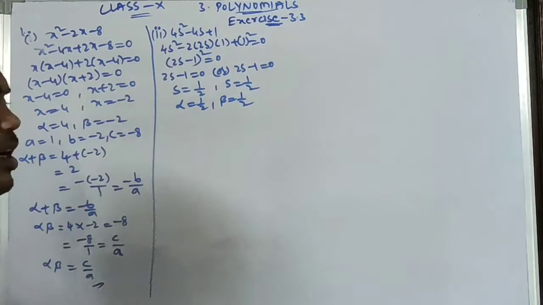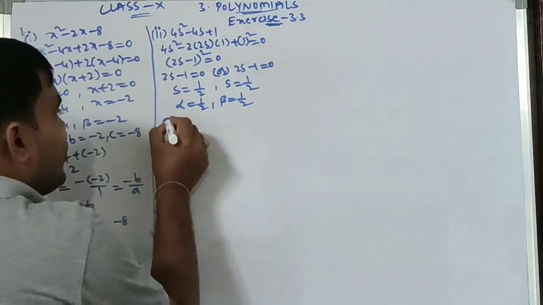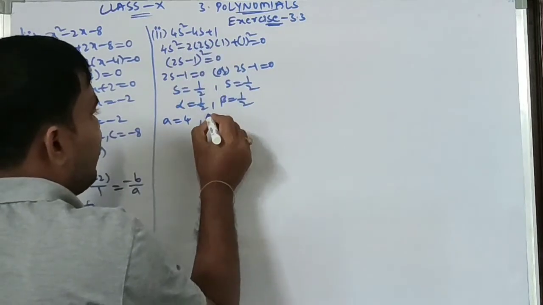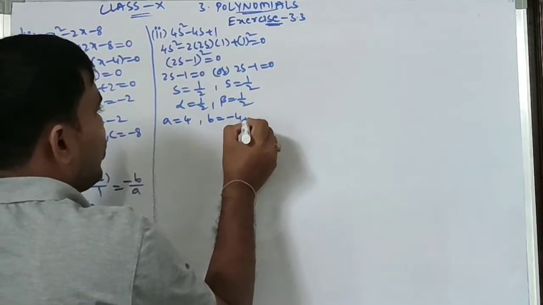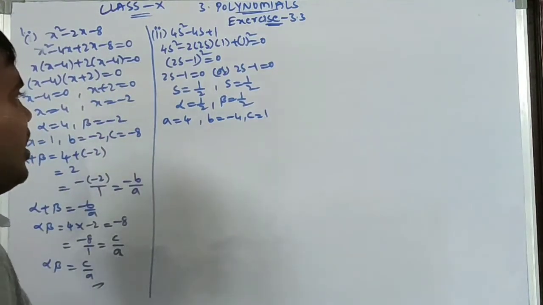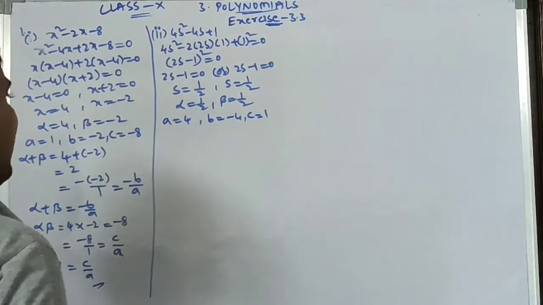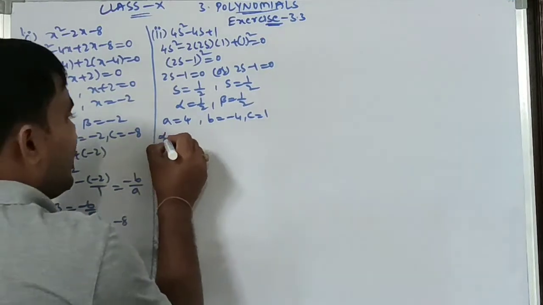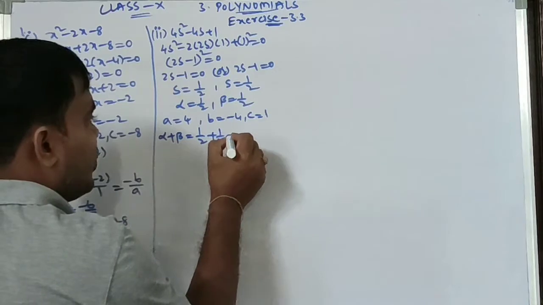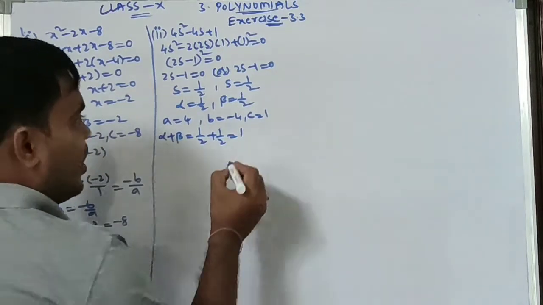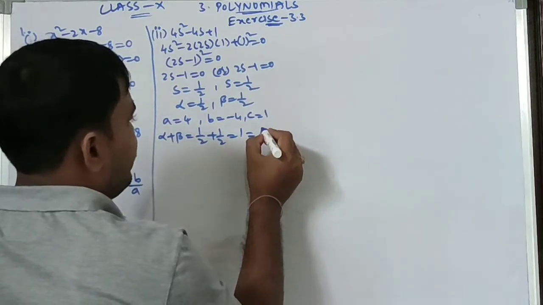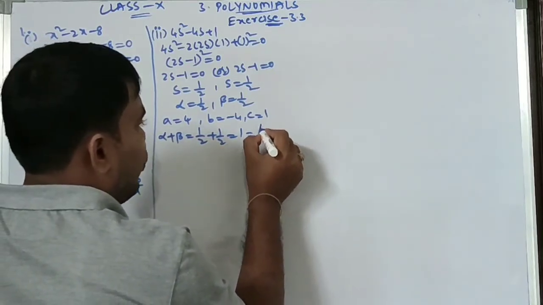Now comparing the coefficients. s square coefficient 4, a equal to 4, b equal to s coefficient minus 4, c equal to constant 1. Now a, b and c. So now alpha plus beta. What is alpha plus beta? 1 by 2 plus 1 by 2 equal to 1. So I will write this one as minus of minus 4 by 4 first.